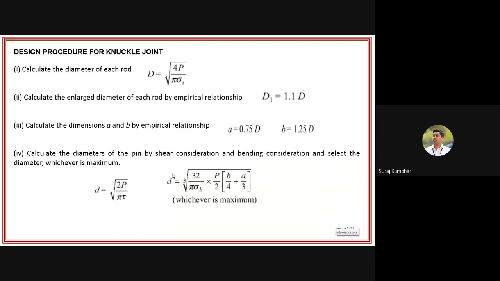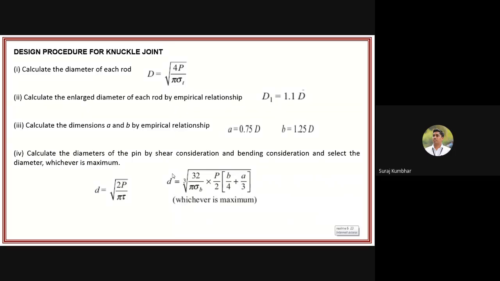So all these are the first four formulas where you can find out the dimensions of each component. You can find out the diameter of a rod. You can find out the enlarged diameter. You can find out small a and small b, that is the width. Then you can find out the small d for the pin, that is the diameter of the pin, based on shear consideration and based on bending consideration. I am going to share this PPT as well, so you can go through it afterwards.